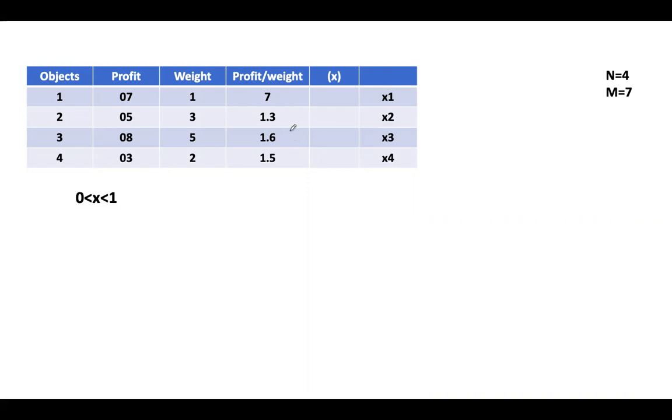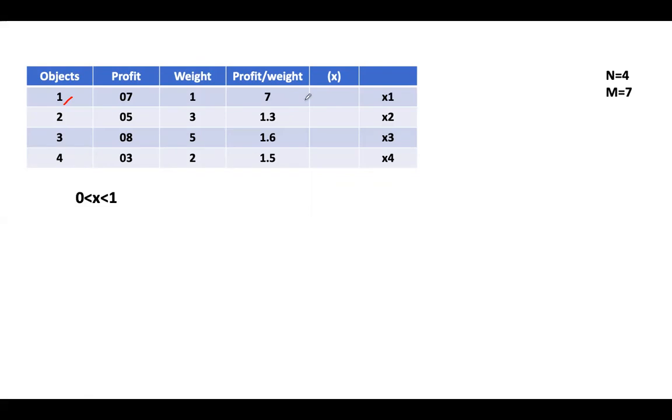Obviously, the maximum thing we will pick. The weight is 1. If I select this object, it will consume only 1 kg of weight in the bag, and it will bring the maximum profit for us. So if profit divided by weight is maximum, then it is better for us.